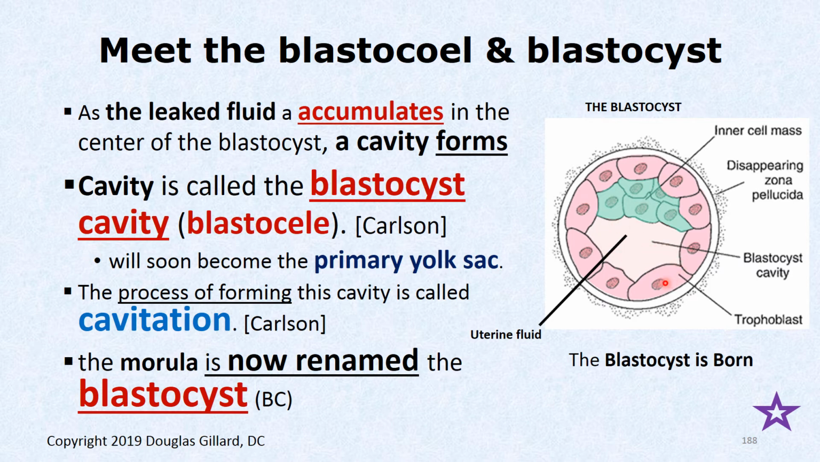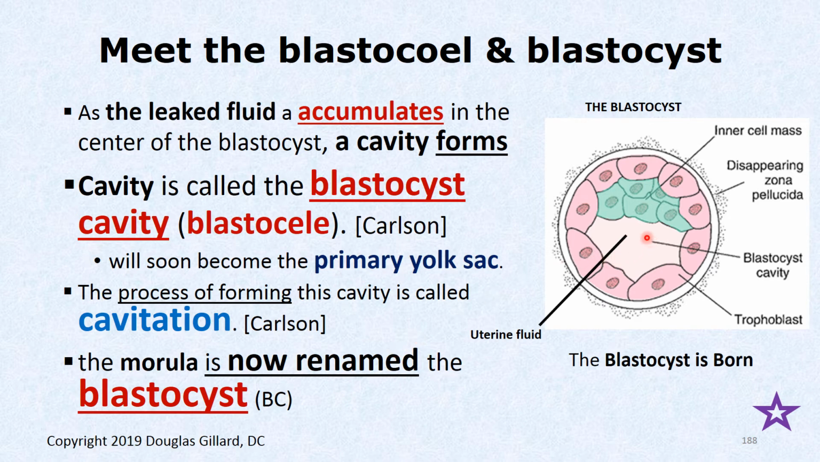So we still got a trophoblast. That was our one layer. Then we got our inner cell mass, which has now started to drift toward one side of the cell. And yeah, so this is going to turn into the primary yolk sac, which is going to turn into the secondary yolk sac, and we'll follow the progression of this thing. There's a process called cavitation that makes this occur, and we won't say anything more about that.